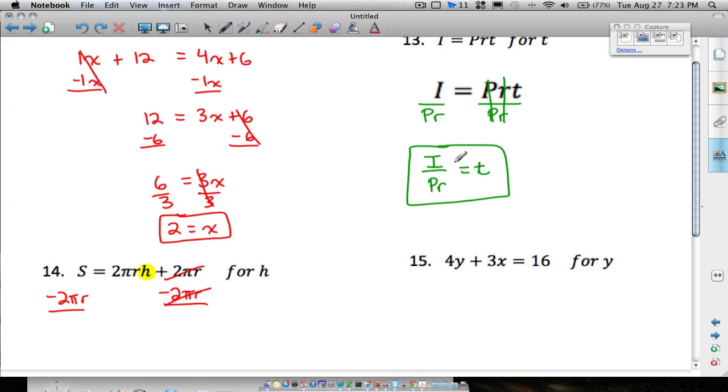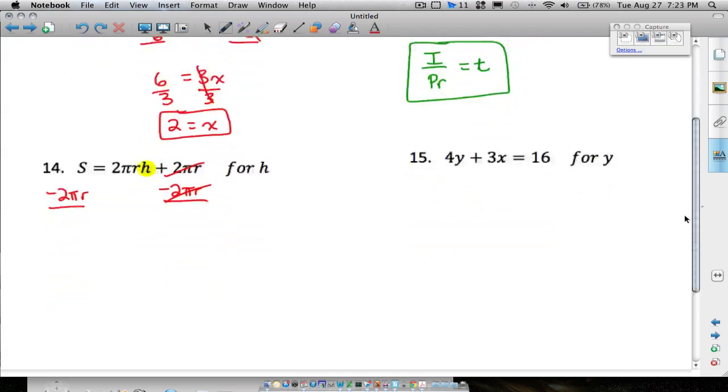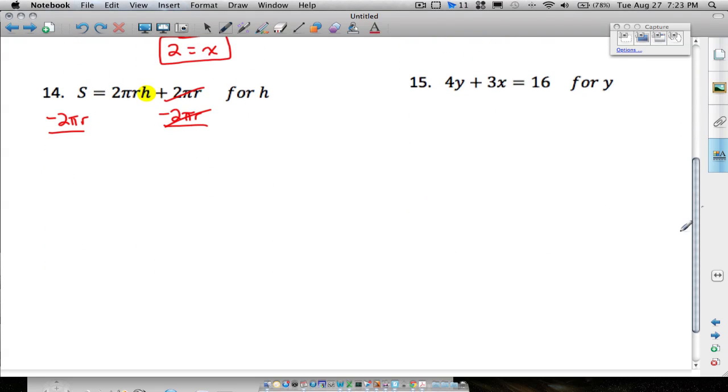For more help on these particular problems with variables all over the place, check out my video from the module talking about formulas because you have variables everywhere. But anyway, back to this problem.